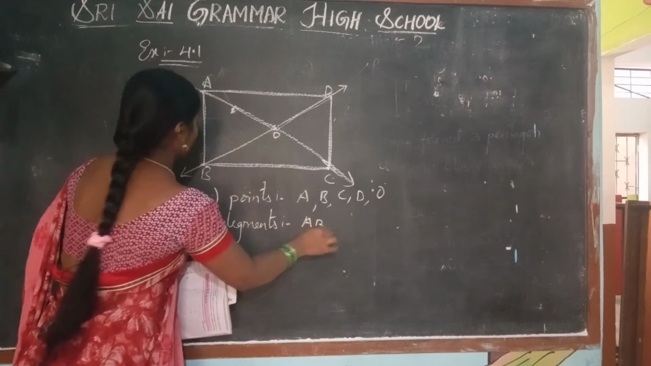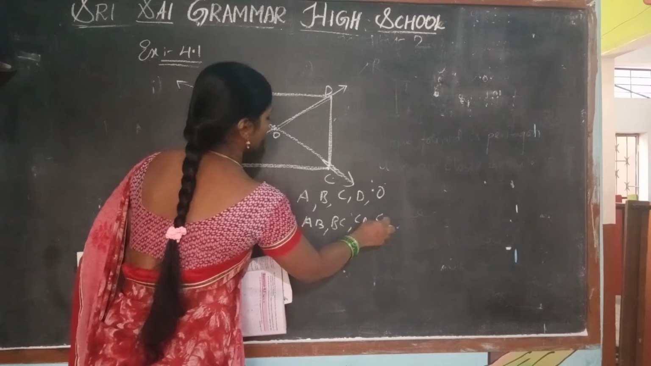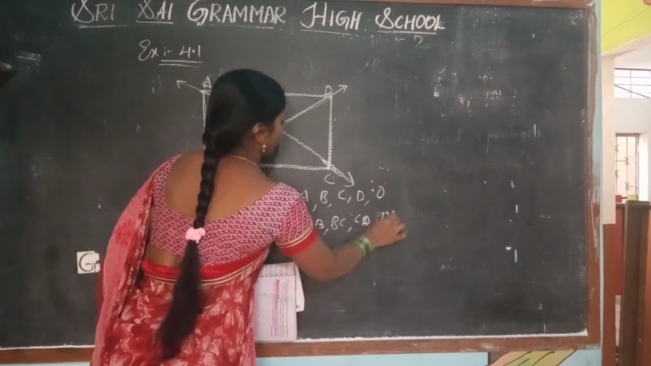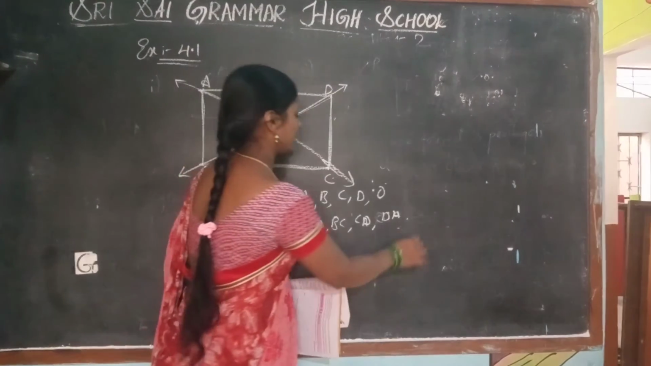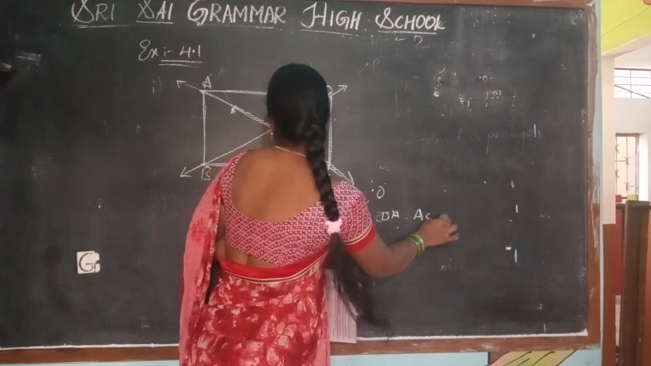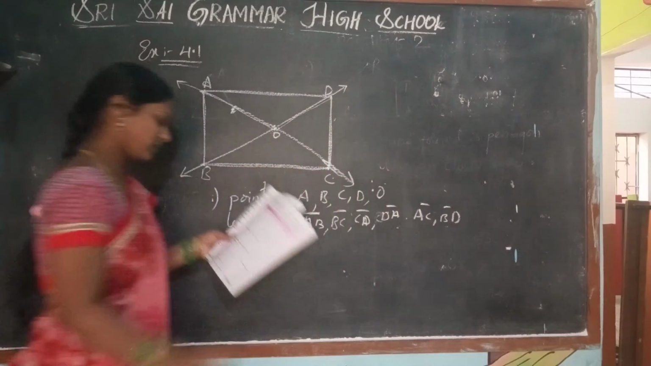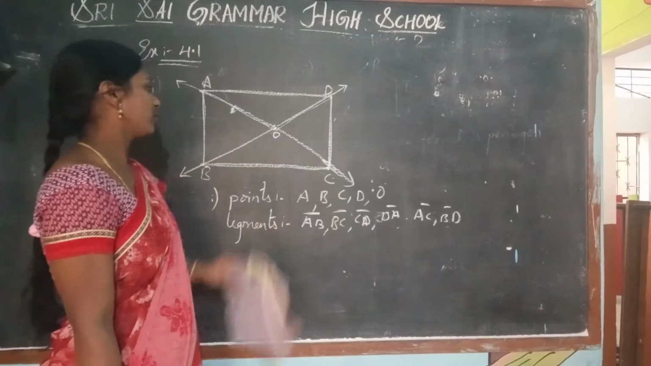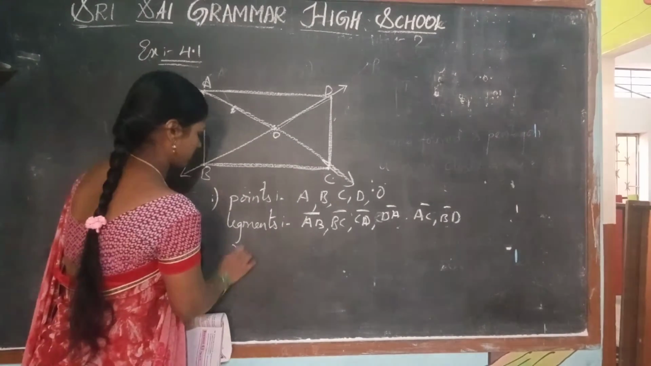A to B, B to C, C to A, C to D, D to A. Yes, D to A and AC to BD. These are the line segments. Yes, these are the line segments.